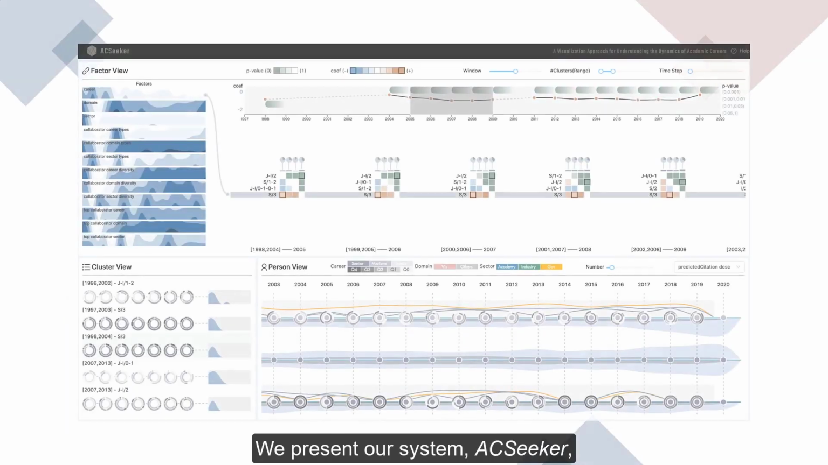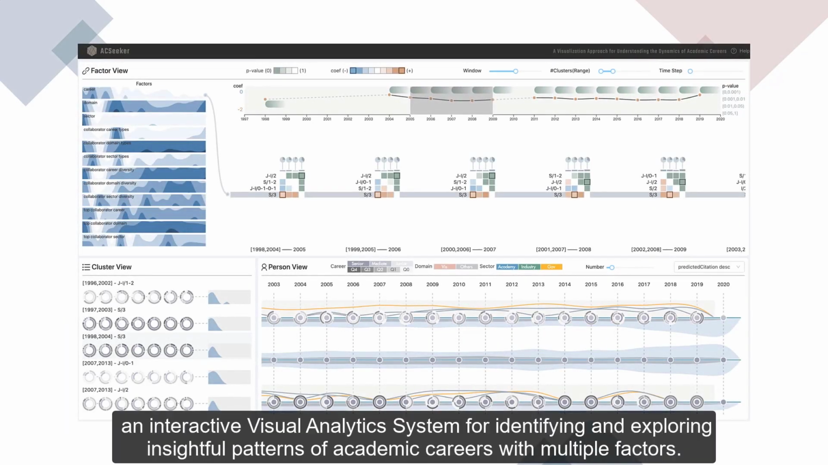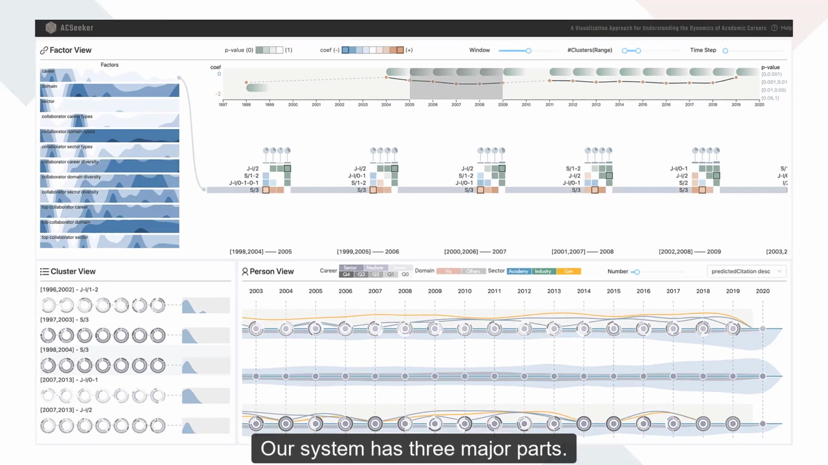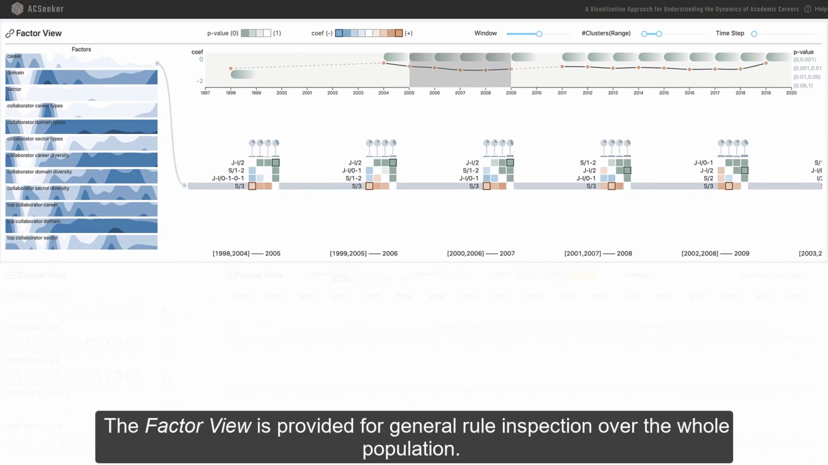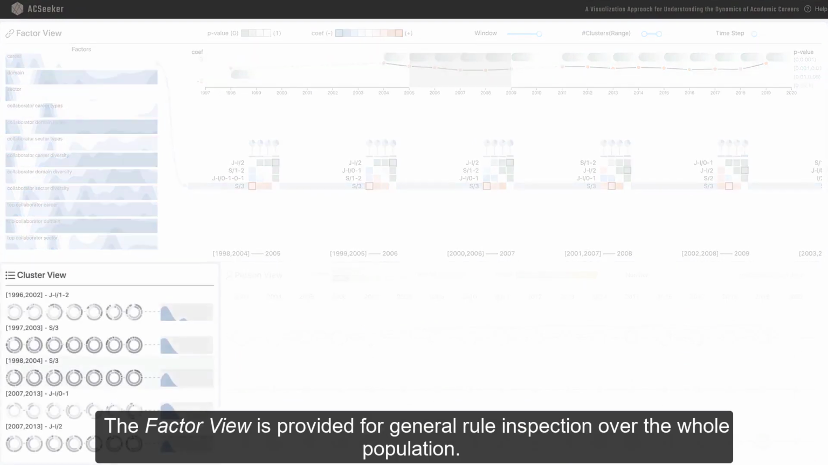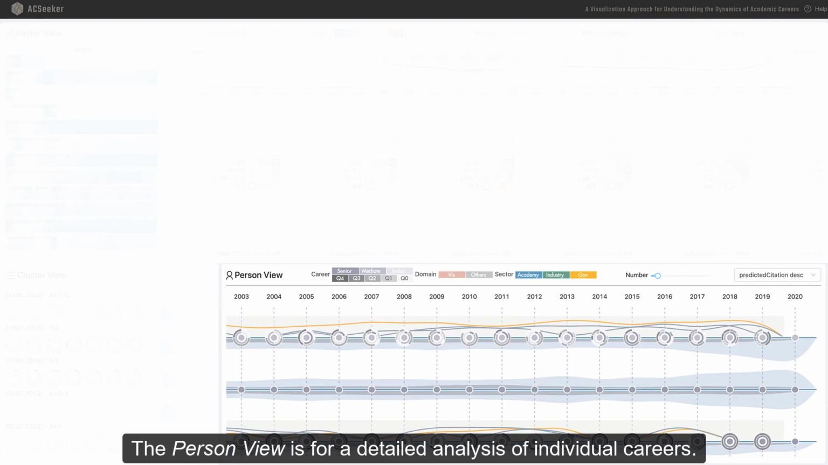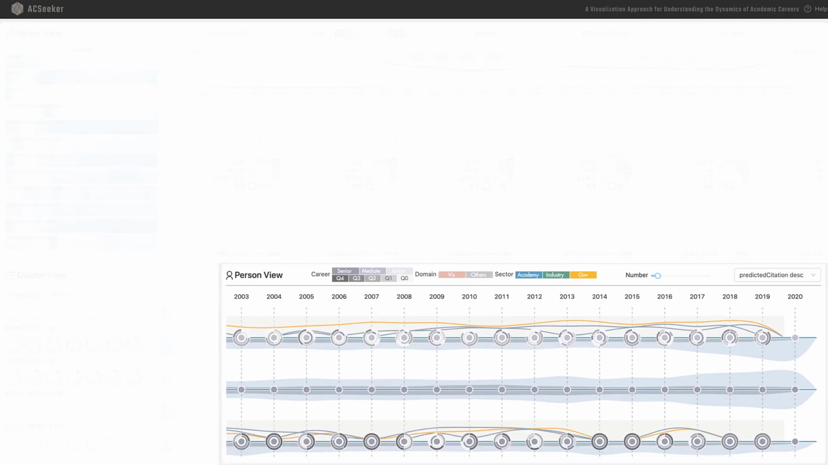We present our system, ACSeeker, an interactive visual analytics system for identifying and exploring insightful patterns of academic careers with multiple factors. Our system has three major parts. The factor view is provided for general rule inspection over the whole population. The cluster view is used for the summary and comparison of different groups. The person view is for a detailed analysis of individual careers.